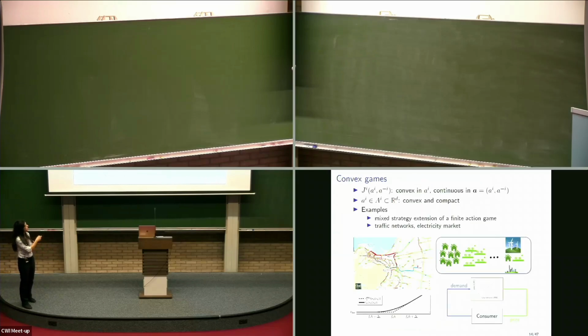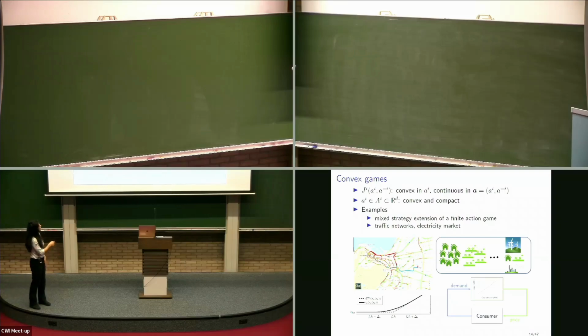And for this, we try to restrict a class of games. I'm going to look at a class of games that we call convex games. And that means that Ji is convex in Ai, and it's continuous in the entire joint actions. So for any given A negative i, Ji is convex in Ai and is continuous in the joint actions. And also the action set of each player is convex and compact.